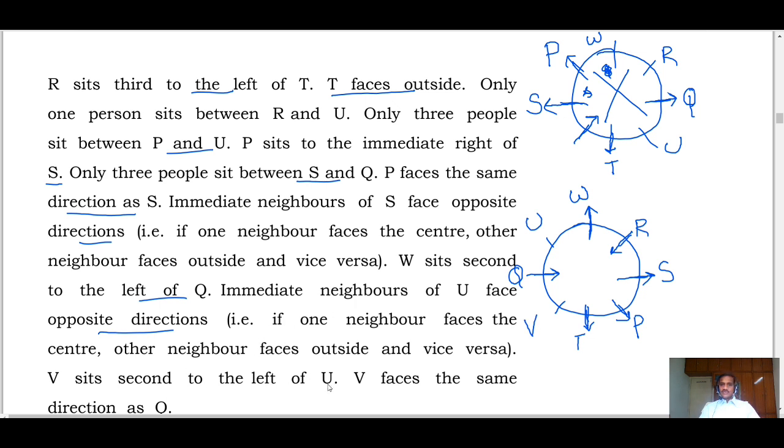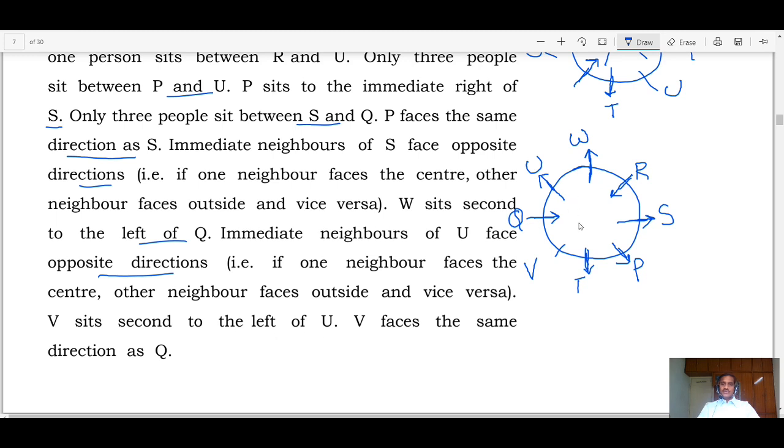V sits second to the left of U. As U is here, V sits second to the left of U. Sorry, as V is seated second to the left of U, this U must be away from the center. Then only V sits second to the left of U is valid. And finally, V faces the same direction as Q. V and Q are facing the same direction, as Q is center, V is also center.